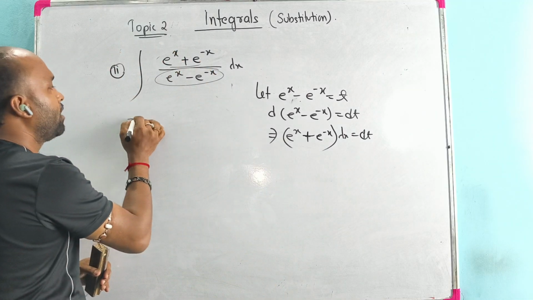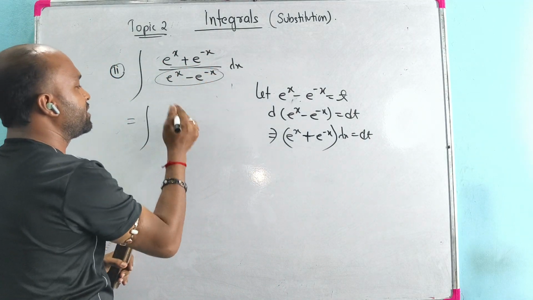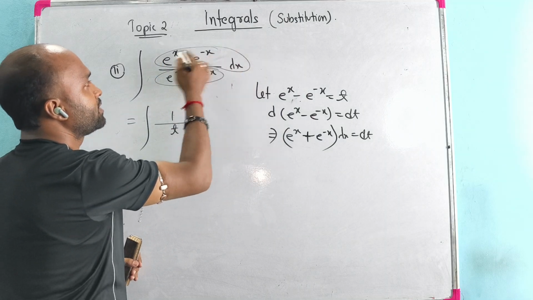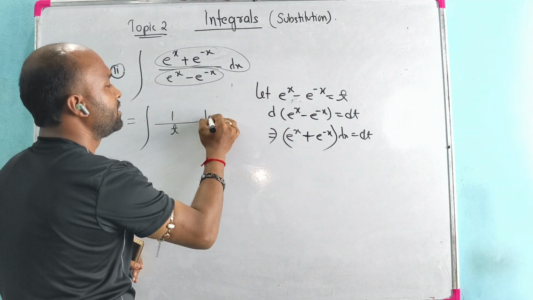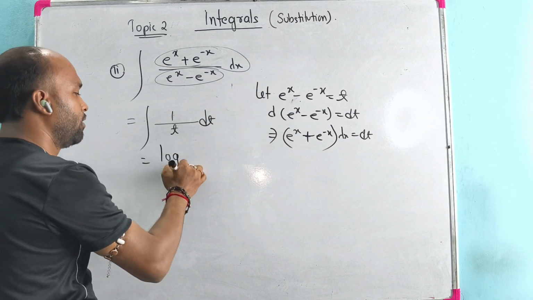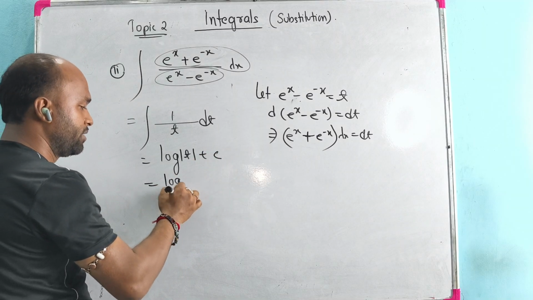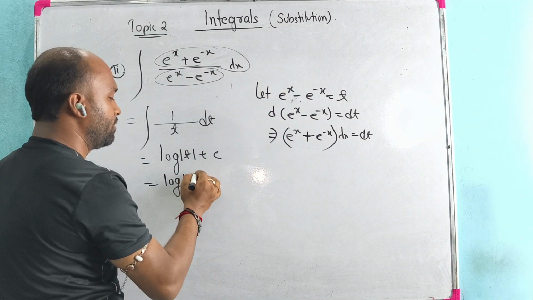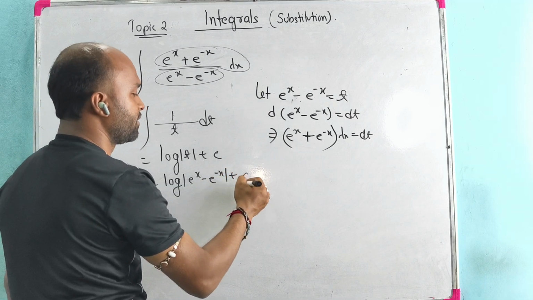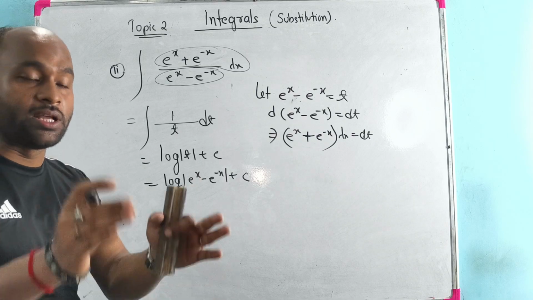Then the one you have considered first, you write the first one. So 1 by something is there. So what do I do? 1 by t dt. See, here also you can apply log, right? So the answer is log of t plus c. Now convert t. T means e^x minus e^(-x), plus c. See, very simple, very easy. Second one done. Clear?